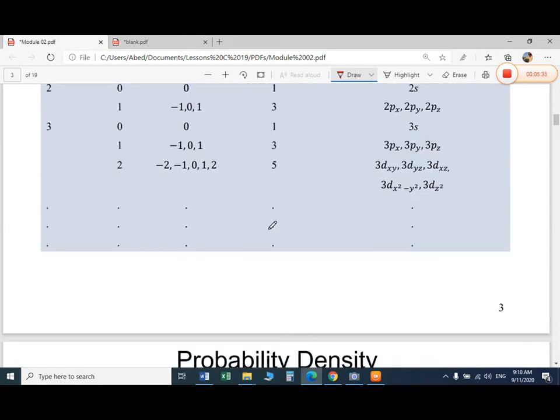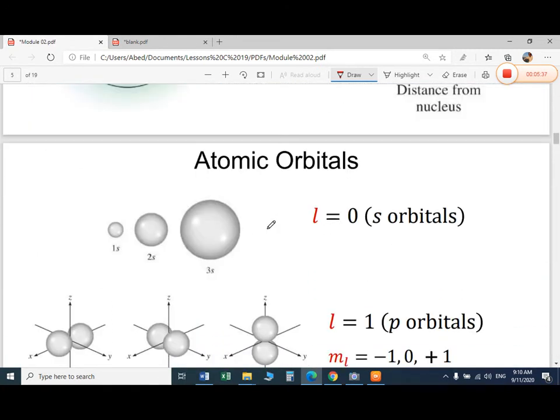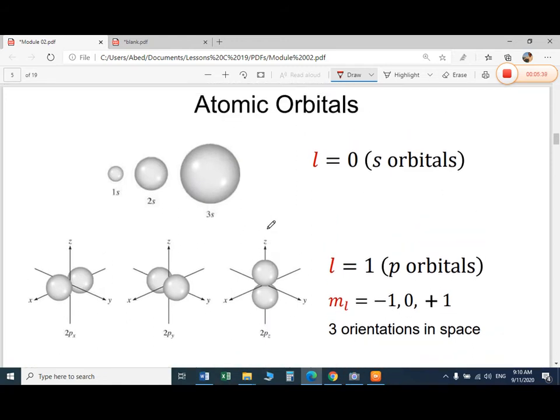So let us see the shapes. The computer generated some shapes. The s orbital is spherical. This is 1s, this is 2s and 3s. 3s is bigger than 1s. So L equal to 0 represents the s orbital. The p orbital is dumbbell shaped, roughly we can say.